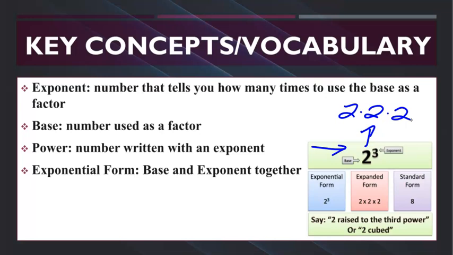A more simplified way would be writing it in exponential form, which is the base and the exponent, what you see here. It's also known as the power, which means it's the number written with an exponent. So 2 to the third power, this whole thing would be considered a power. If you were to put it in standard form, you would just simplify 2 to the third power, which gives us 8. So now let's take a look at some examples.